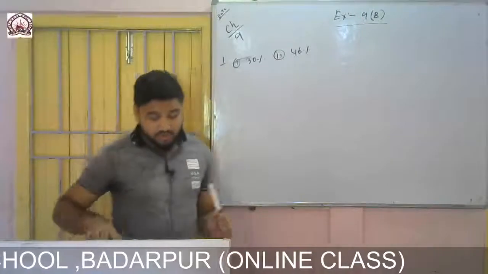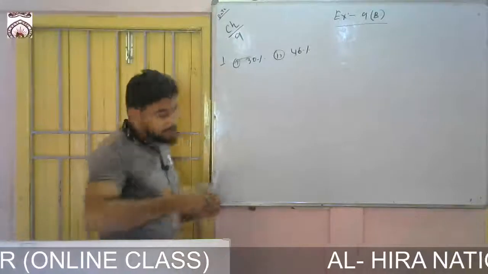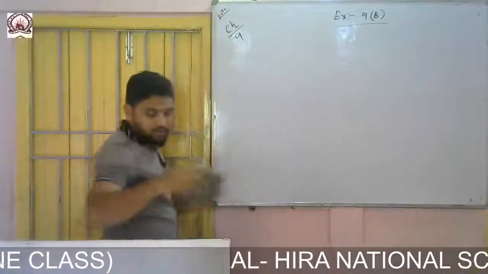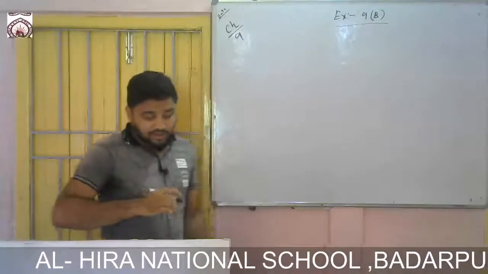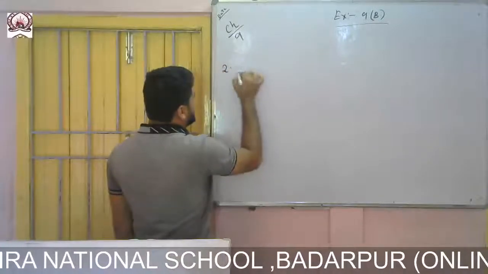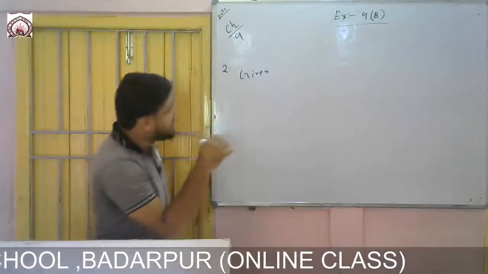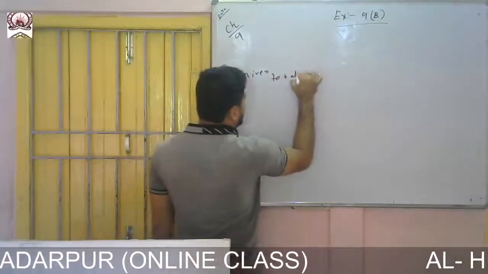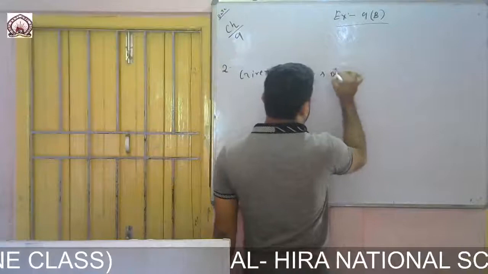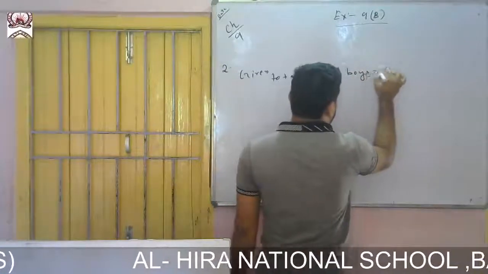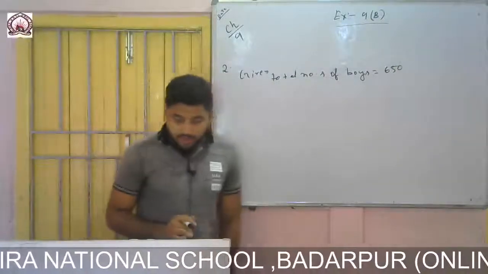Then number 2: 18% of 650 boys in a school take commerce. How many boys take commerce? So write, given: total number of boys is 650.